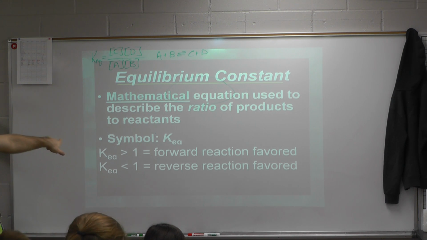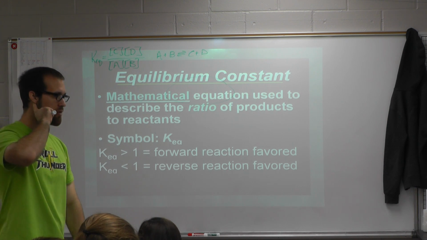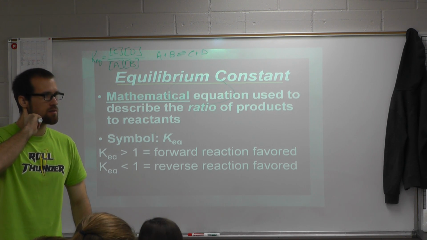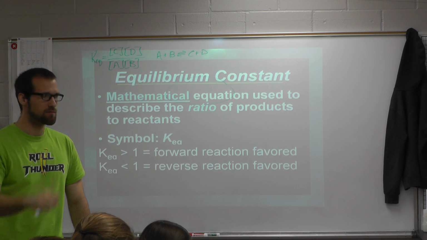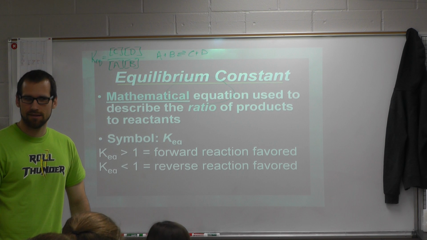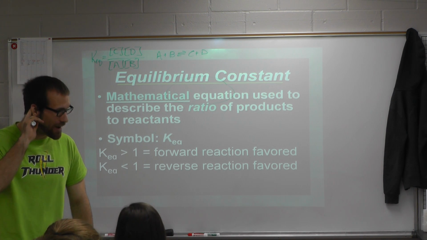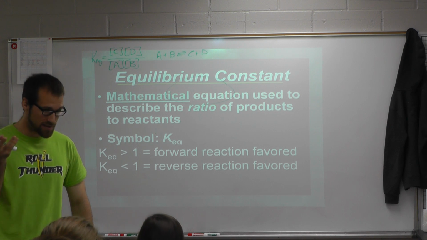It says at the bottom, when the equilibrium constant is greater than 1, what is true? Forward reaction. What did we say happens when the forward reaction is favored? There's more product. You get more products. At equilibrium, you have what? More products.